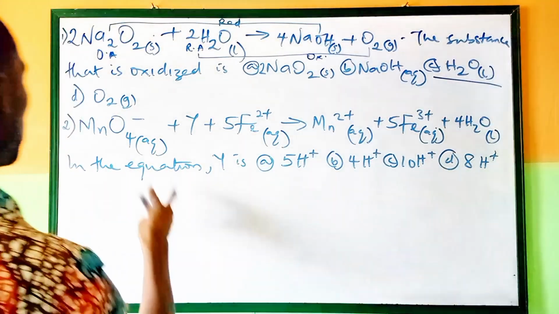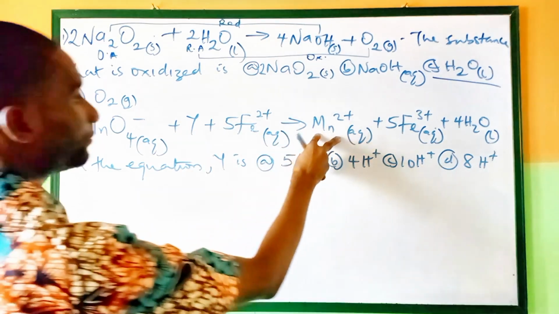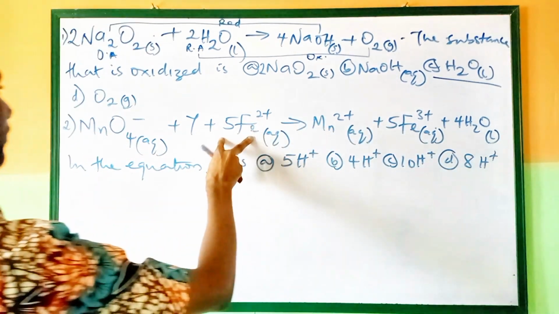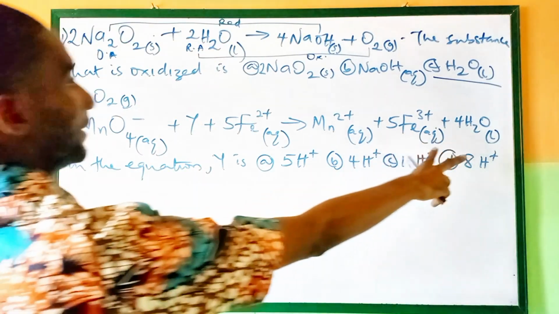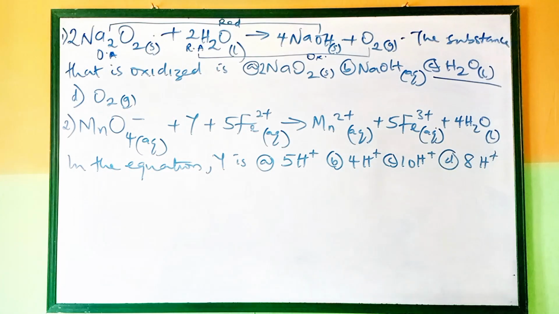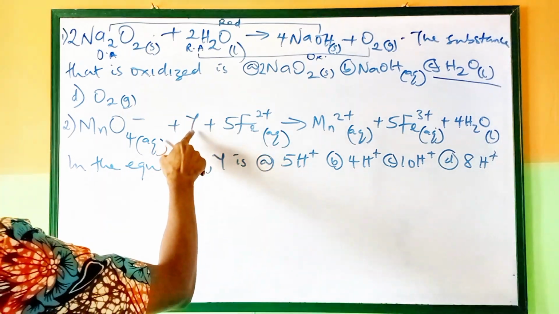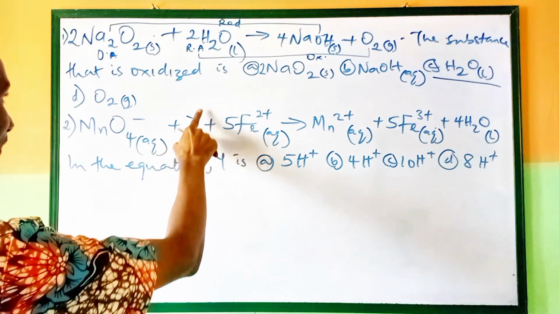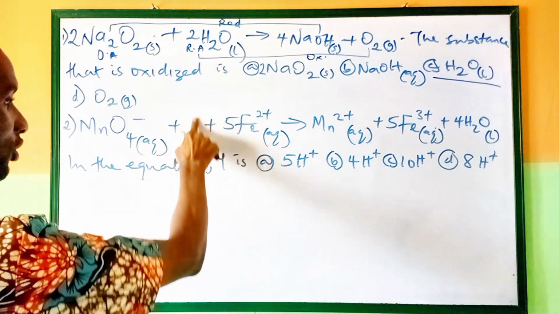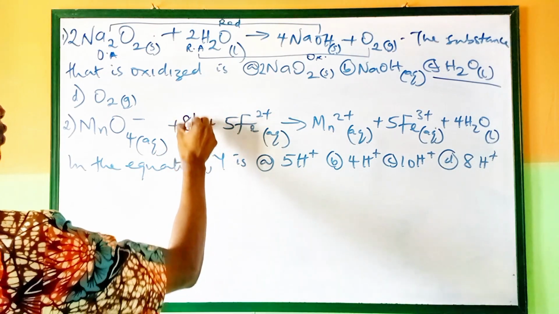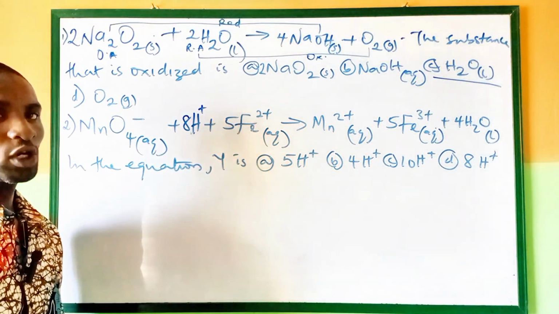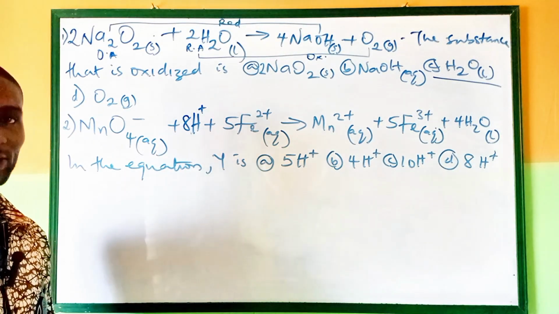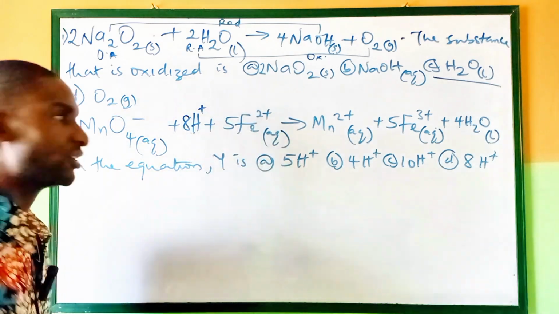balanced. So here, manganese is 1, 1, iron is 5, 5, oxygen is 4, oxygen is 4, hydrogen is 8. So from that, we can actually guess that our Y is going to be hydrogen, 8 hydrogen. But before we conclude that is hydrogen, let us inspect the charges.